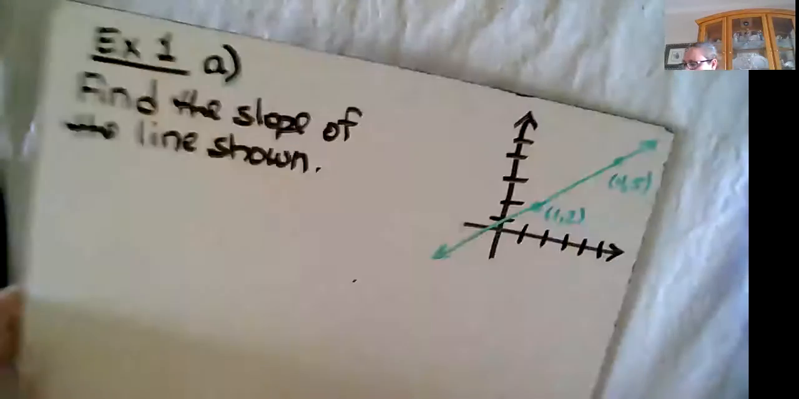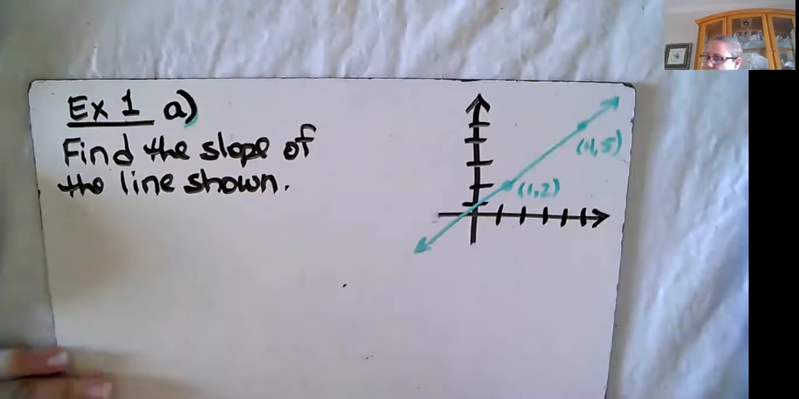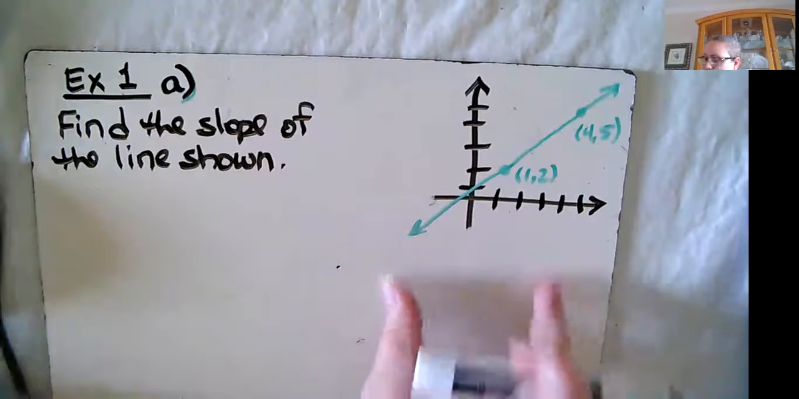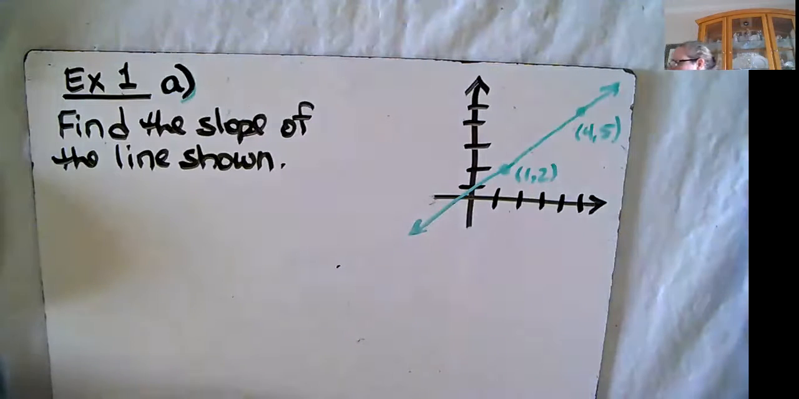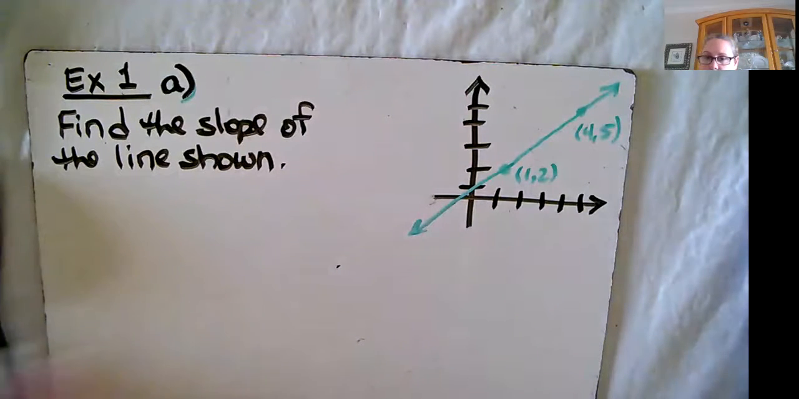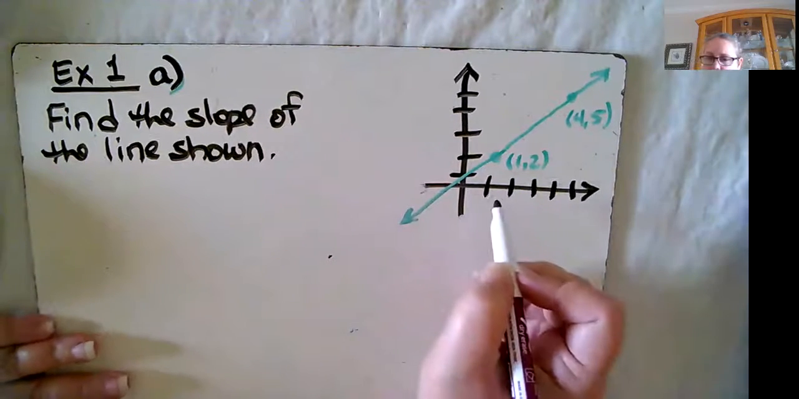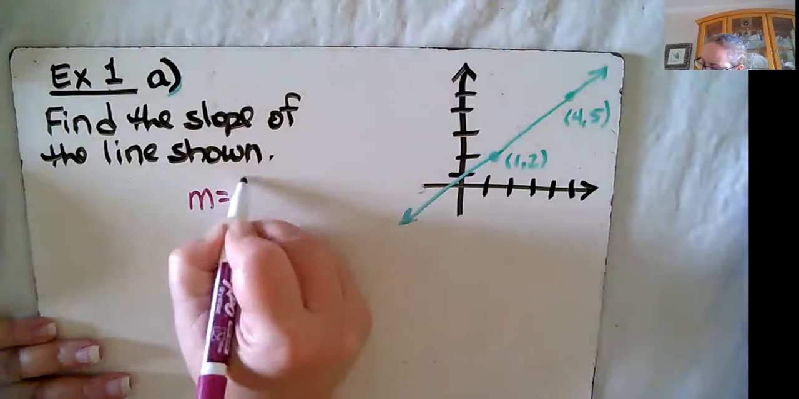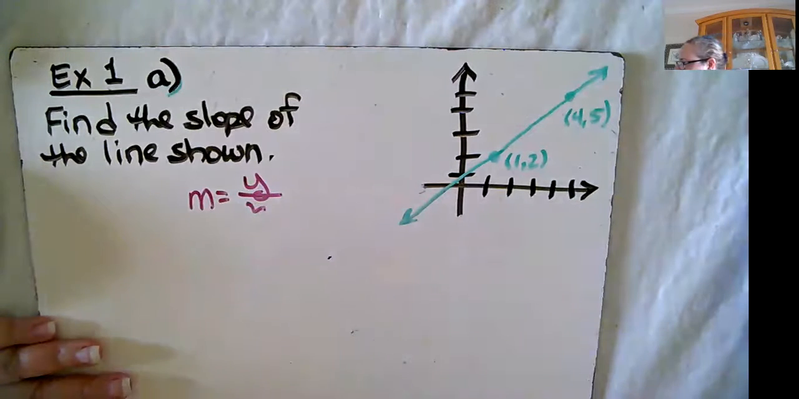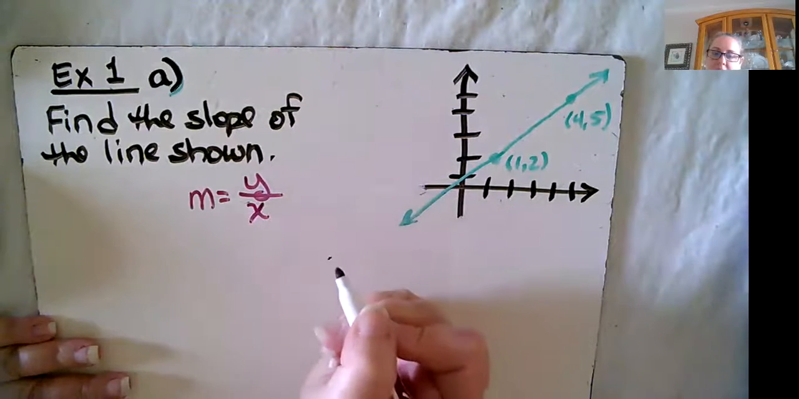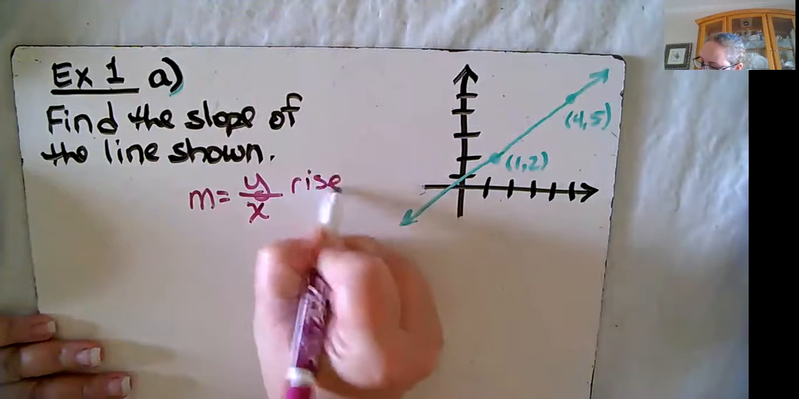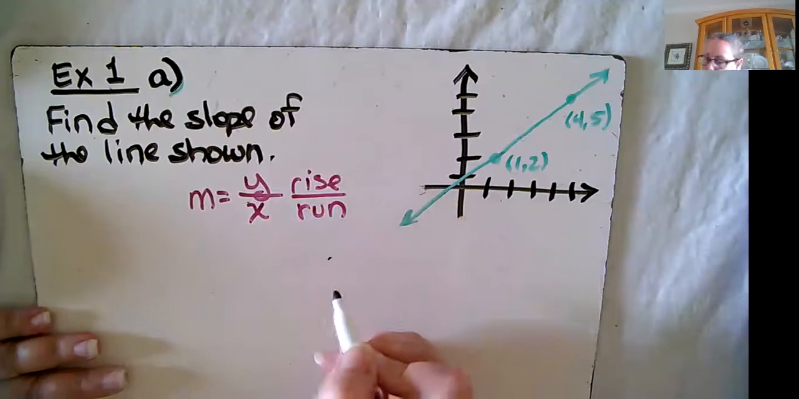So here we have our first example. So I'm going to teach you both methods. When you have a graph given to you, you can either count or you can solve for it algebraically using the formula. We're going to do both. So if we're going to count, then we're going to set up our fraction, which is our y over the x, known as rise over run.